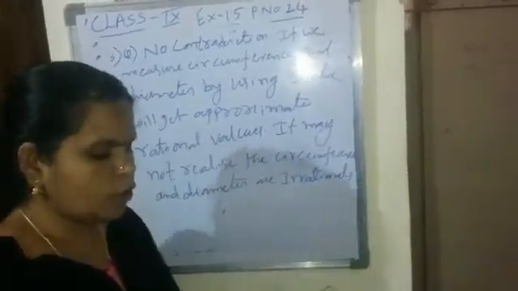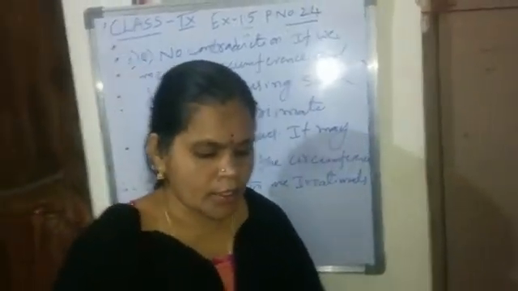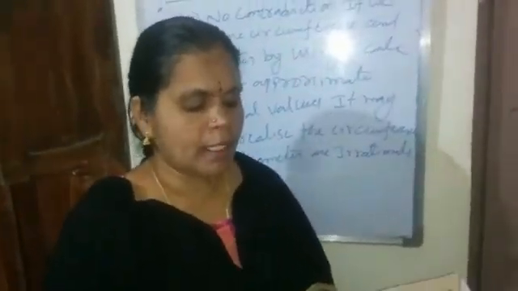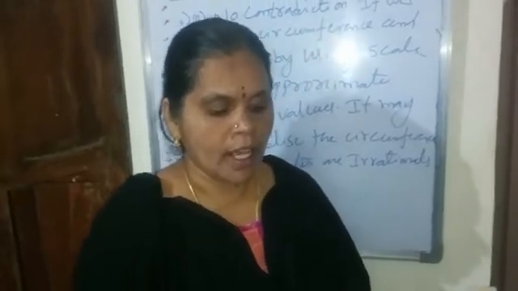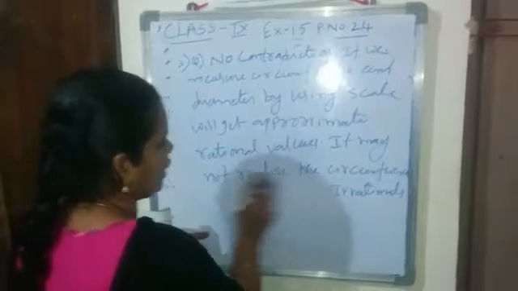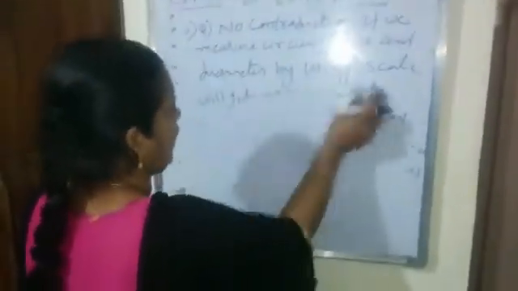Now see children, the fourth question is not there. Construction of the real number on the number line was removed by CBSE. Now fifth question: rationalize the denominators of the following. What is the meaning of rationalization? Why do we need to rationalize?